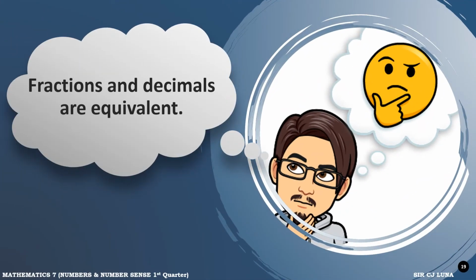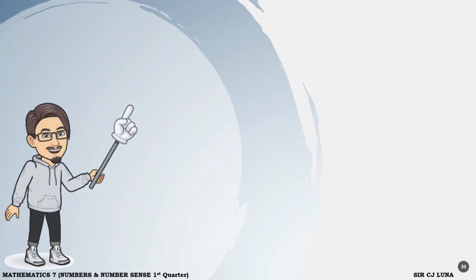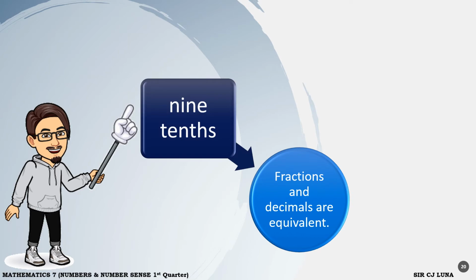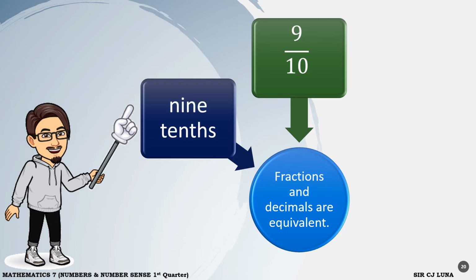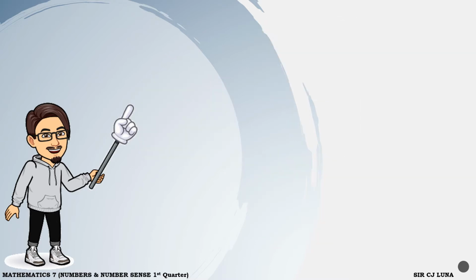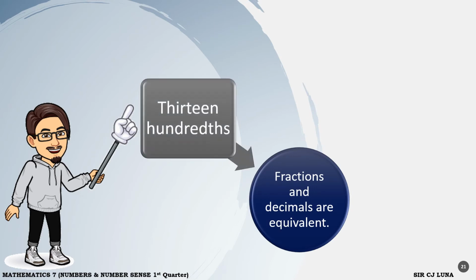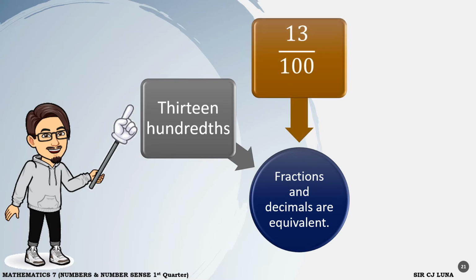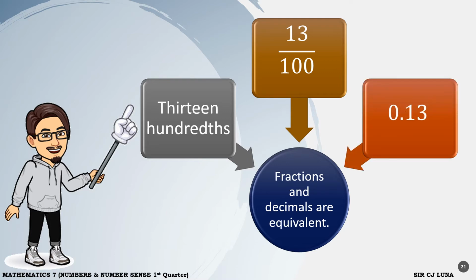Fractions and decimals are equivalent. Let's say we have 9/10. 9/10 is equal to 9 over 10. And that is also 0.9. So again, fractions and decimals are equivalent. Another example, we have 13 hundredths. When we will write 13 hundredths in fraction, we have 13 over 100. Or in decimal, we have 0.13.